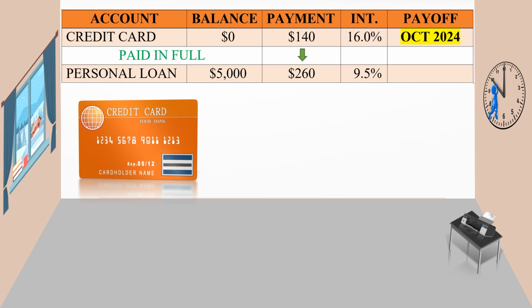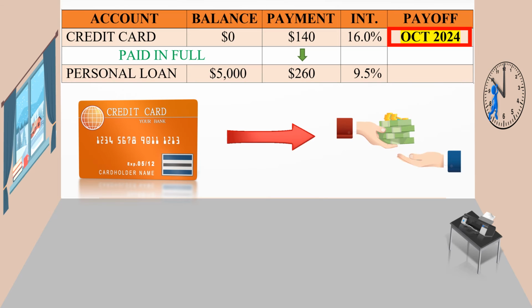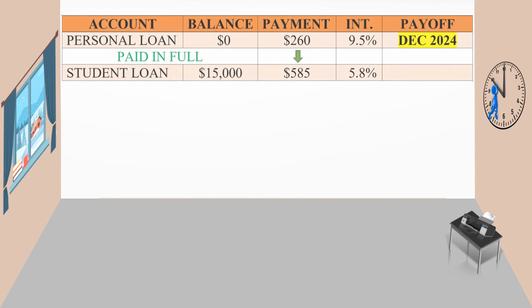The minimum payment for the credit card is $140, and the family was shocked to learn that the credit card balance would be paid in full by October 2024. They knew that once the credit card was paid in full, the minimum payment would be transferred to the next highest interest rate account, which is the personal loan. The minimum monthly payment for the personal loan is $120, but with the credit card payment being transferred it is now $260. The family really began getting excited when the plan showed that just 2 months after the credit card balance was paid in full, the personal loan would also be eliminated by December 2024.